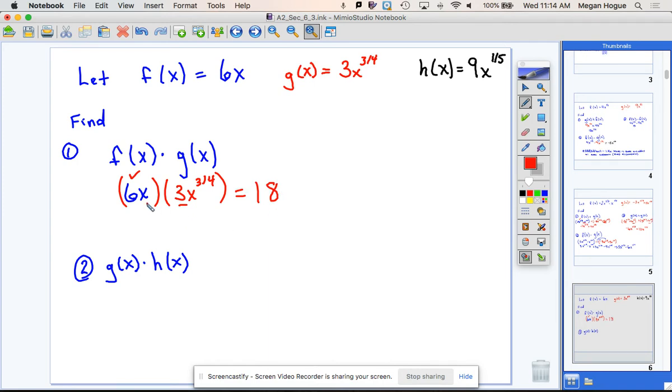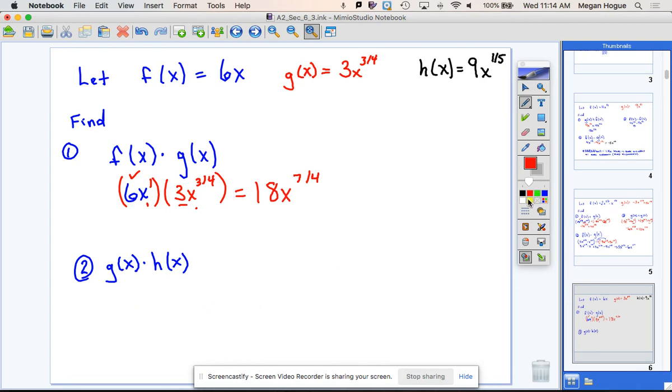Carly, do you remember what I do with the exponents? I add those. So in our calculators, let's do 1 plus 3/4. Tell me what you get. 7/4. So that's my answer: 18x to the 7/4. That's not bad.